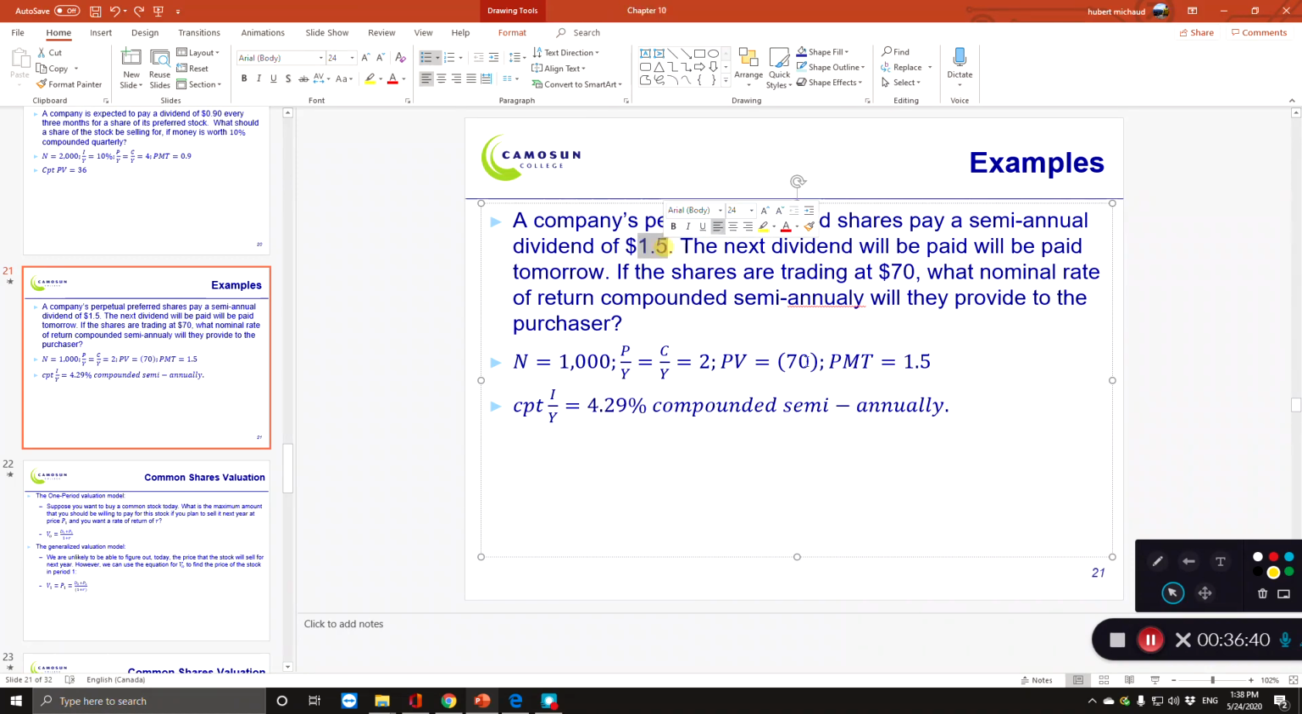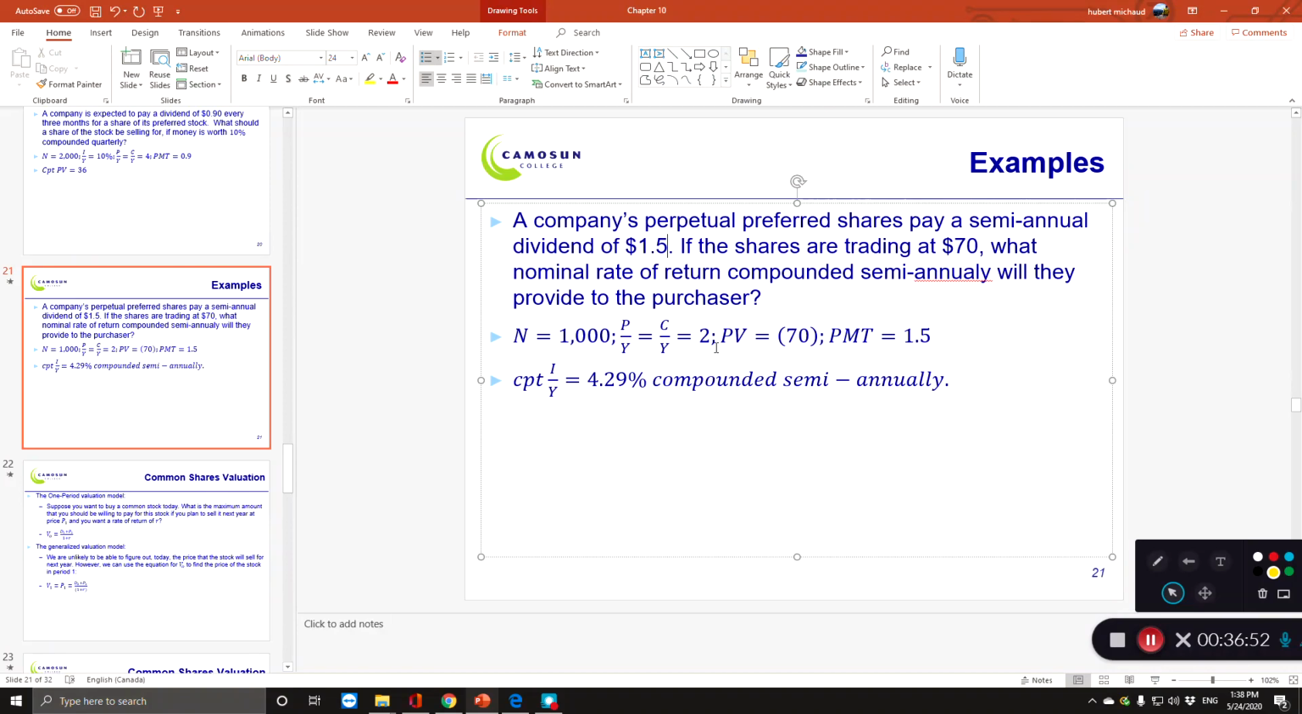There's a company that pays 1.5 dividends. That's my payment. Oh, this is bad here. I am not doing any annuity dues, so that shouldn't be there. I told you we wouldn't do annuity dues at the beginning of this semester. If the shares are trading at $70, what nominal rate of return compounded semi-annually will they provide to the purchaser? Well, again, we have 500 years with 2 payments per year. The payments and the compounding periods are semi-annual. The price today is 70 negative. The payment you're going to get is 1.5. We compute the interest rate: 4.29% compounded semi-annually.